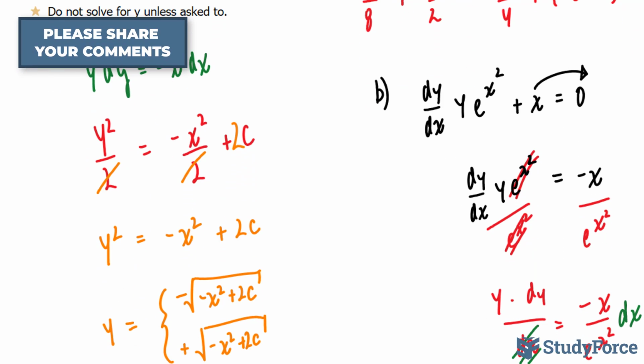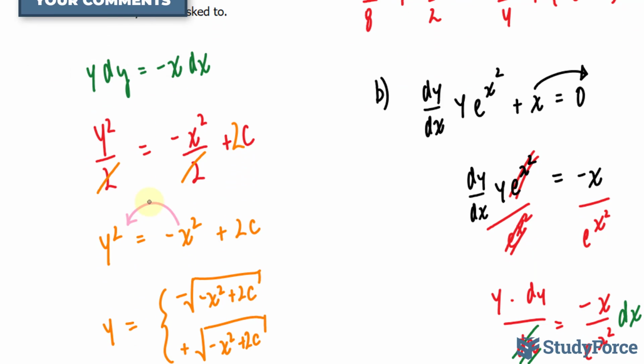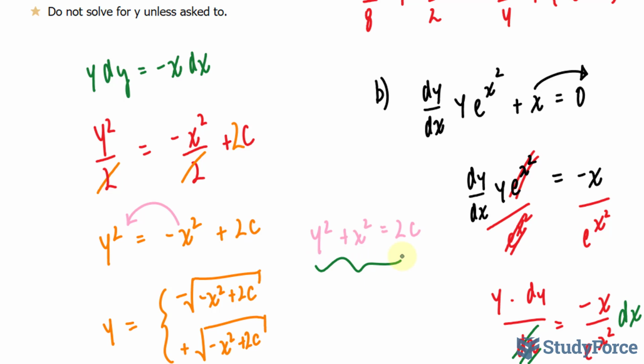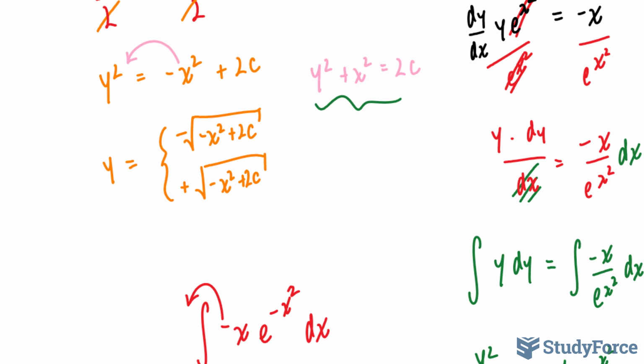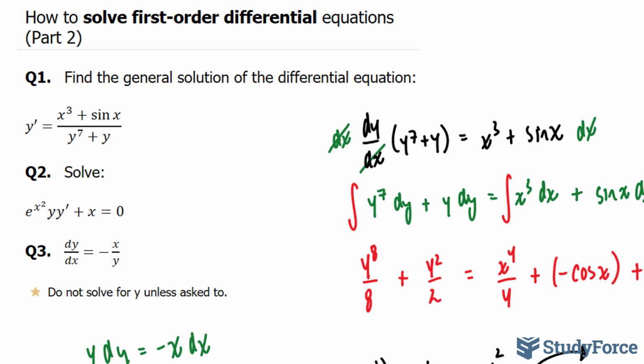For example, had I moved this over here, I would end up with y to the power of 2 plus x squared is equal to 2c. This right here represents the equation of a circle. So this gives me a better understanding of what this equation is telling me versus the one that we see in orange. In fact, the circle here would have a radius of the square root of 2c. And there you have it. 3 examples on how to solve first-order differential equations.